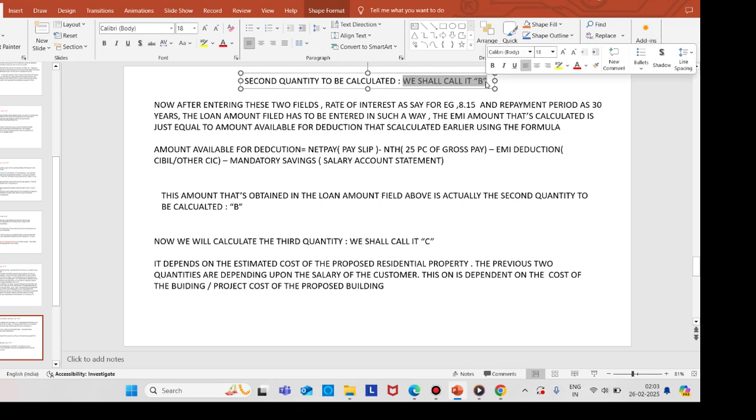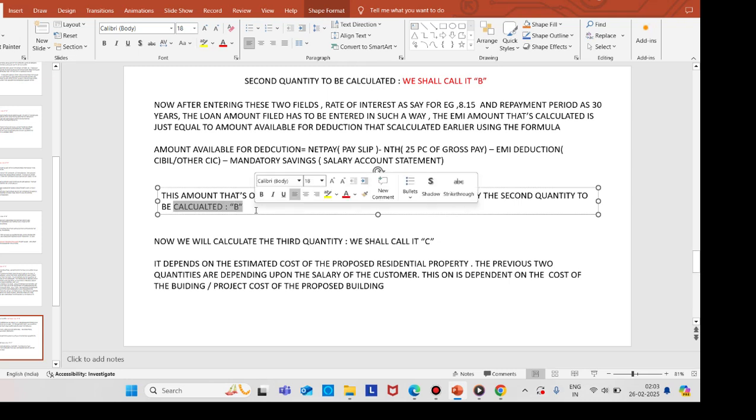All these formulas are indicating the same thing. The maximum amount available for deduction is net pay minus NTH, minus EMI deduction from other CBILs and also mandatory savings that can be deducted from the salary account of the customer. After all this, we have calculated quantity B.